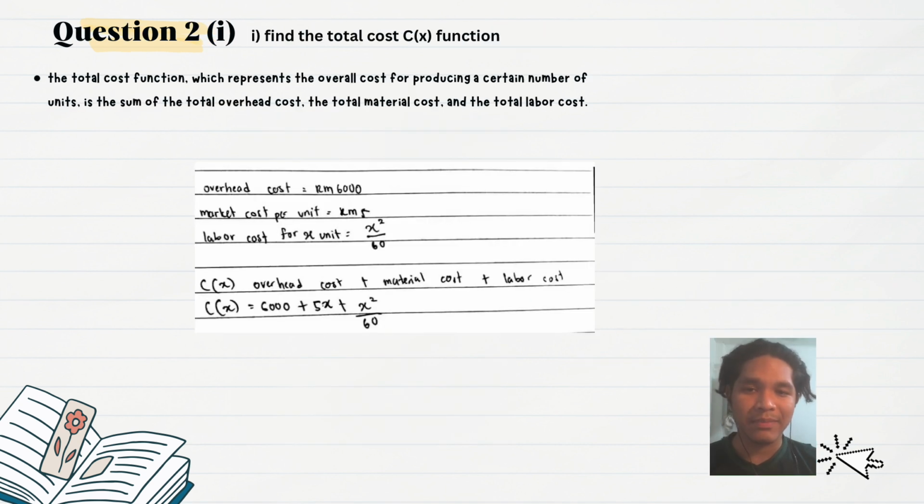The total cost function can be determined by summing the individual costs. For example, the total overhead cost, which is 6,000 ringgit; the total material cost, which is calculated by multiplying 5 ringgit by the number of units produced; and the total labor cost, which is calculated by dividing the square of the number of units produced by 60. Therefore, the total cost function is equal to 6,000 plus 5 times the number of units produced plus the square of the number of units produced divided by 60.